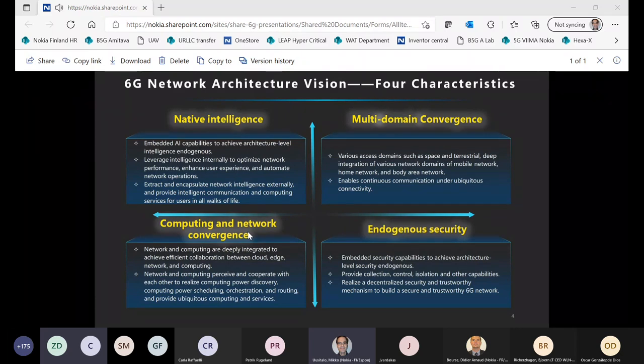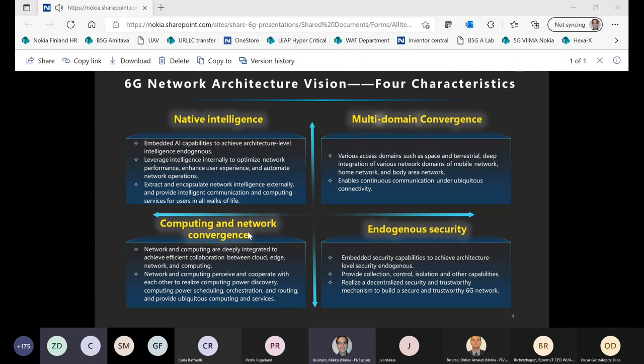Of course, the ubiquitous intelligence in 6G needs the support of computing. So the second characteristic is computing and network convergence. Network and computing will be deeply integrated. They can be aware of each other and cooperate with each other to achieve efficient computing and network services. At the same time, the 6G architecture should support multi-domain integration. In addition to the mobile network and home network that we already support in 5G, we should also consider the deep integration of air and space networks, body area networks, as well as the service continuity under the integration.